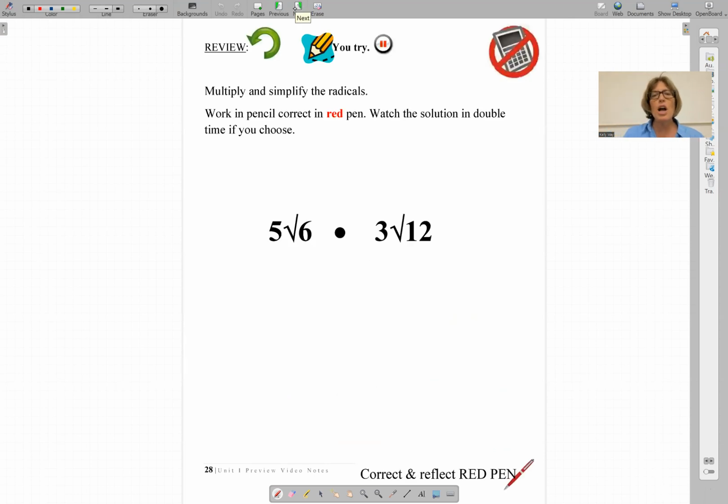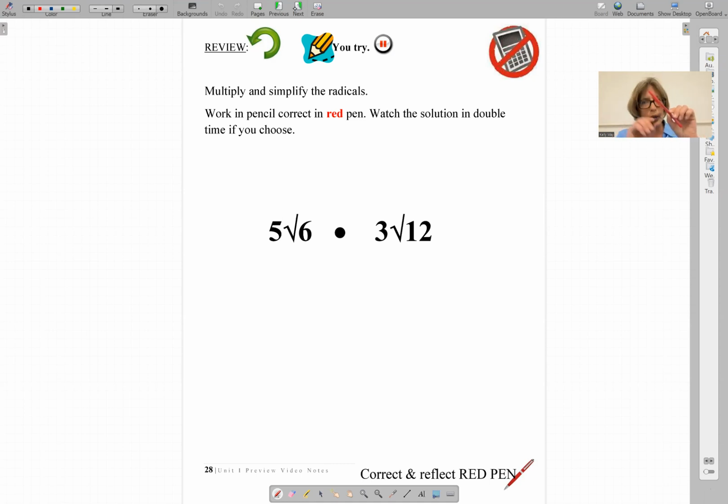Previous lesson, we talked about radicals. You're going to do this video on your own. And then you're going to pause the video, and then you're going to restart it and correct in red pen. Ready? Pause the video. All right, students, welcome back. You're correcting in red pen.